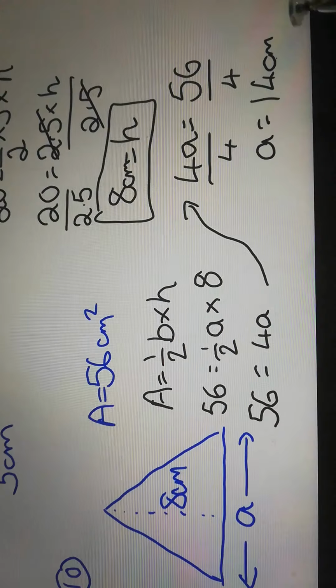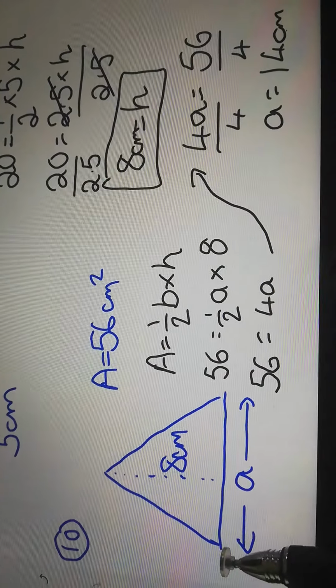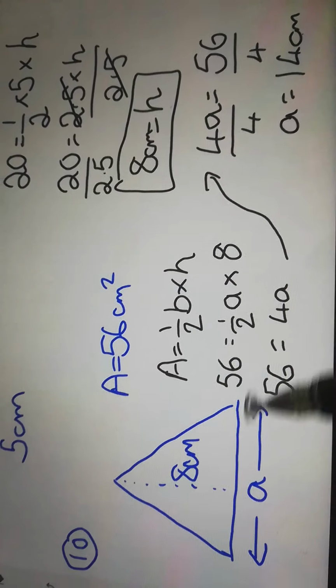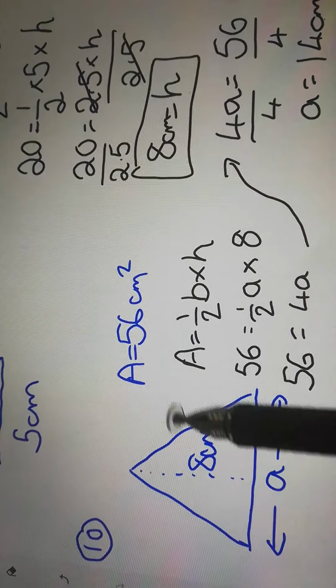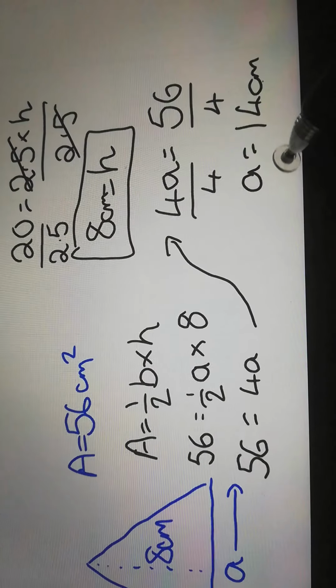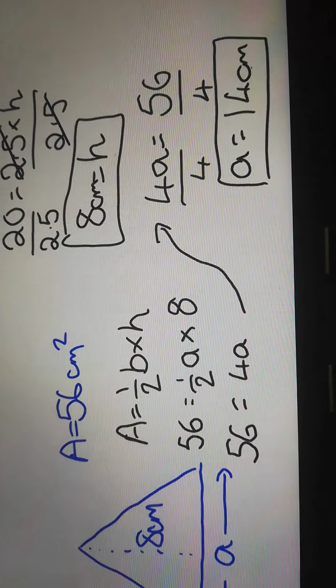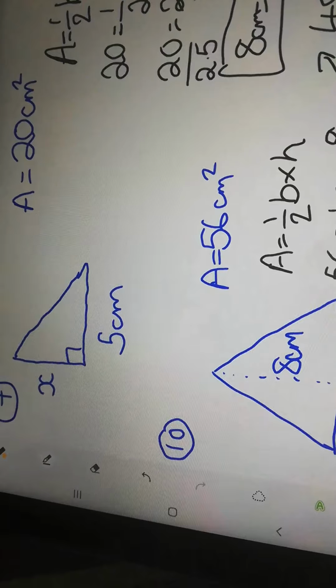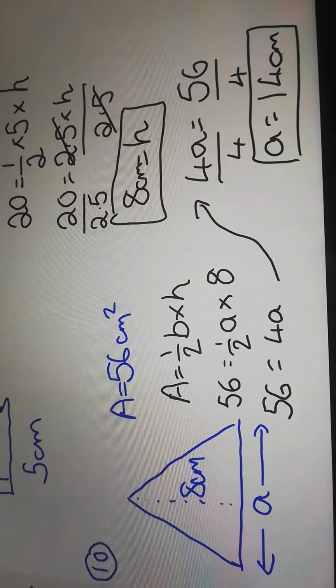Now, if we go back and check our answer, half the base, half of 14 is 7, times the height, 7 times 8 is 56. And that's why our answer is 14. So that's questions 7 and 10, and hopefully that will help with 8 and 9.